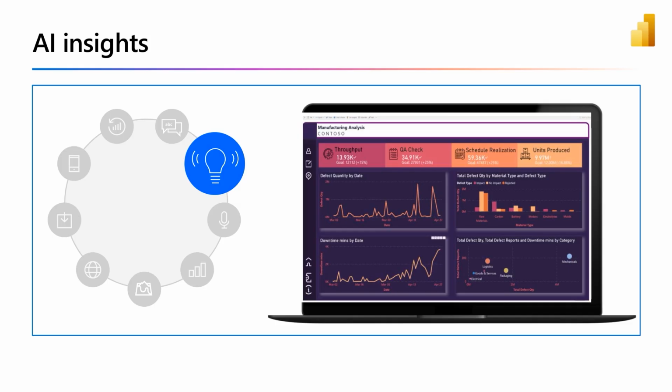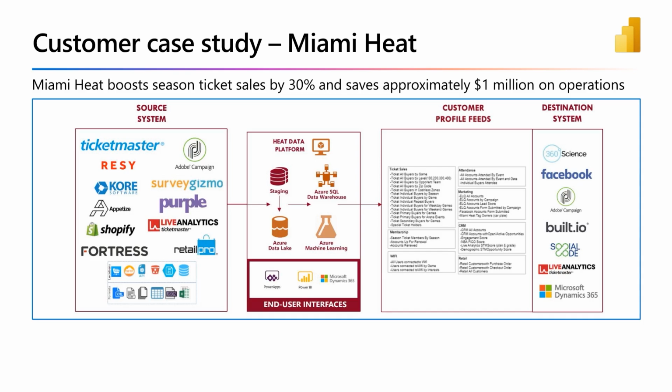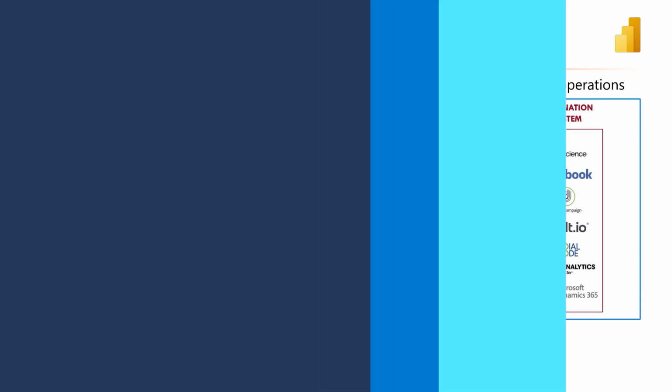So now let's take a quick look at a video about this case study where Miami Heat boosted their season ticket sales by 30% and saved themselves approximately $1 million in operations.